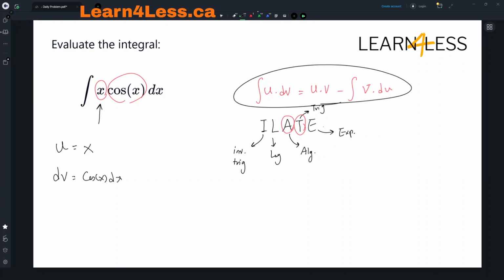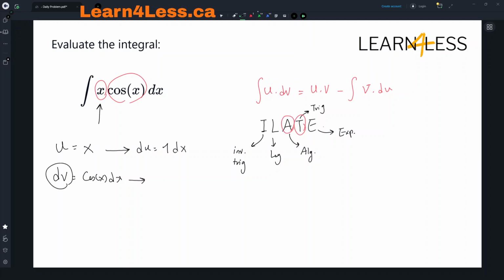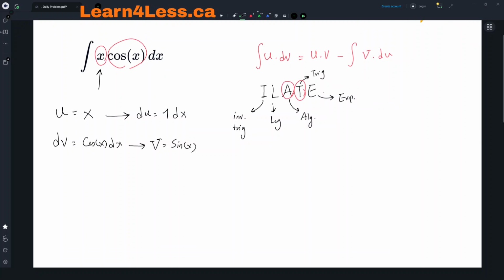To apply this formula for integration by parts, we need to know what v is as well as what du is. To get du, we take the derivative of u. So du is the derivative of x, which is just 1, and dx at the end. For v, we already know what dv is, so we simply take the integral of that. To find v, we take the integral of cos x, which is sine of x.